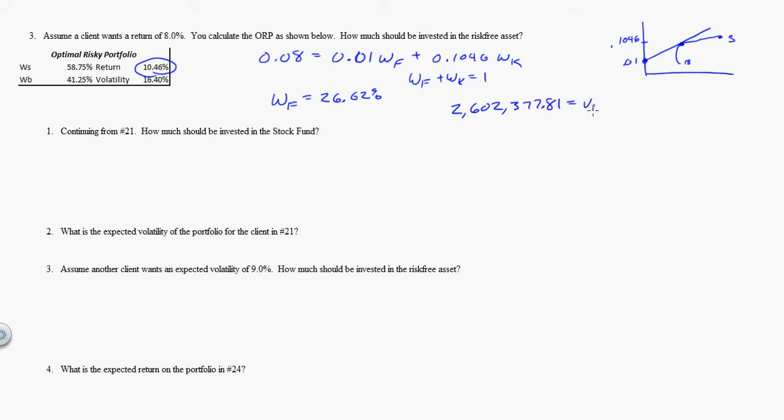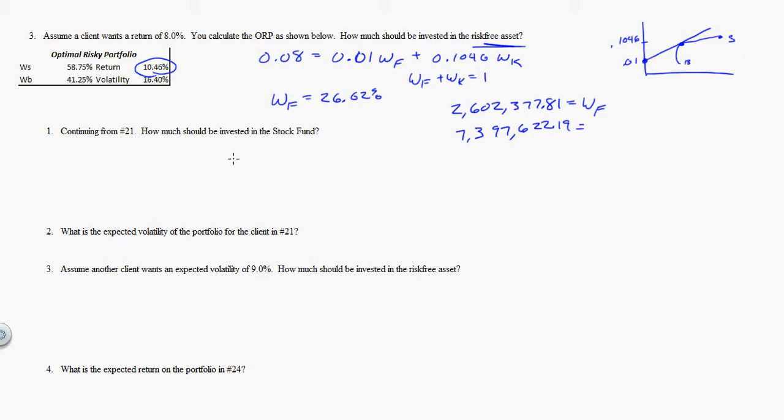2,602,377.81 goes into the risk-free. That means the remainder, which would be 7,397,622.19, goes into the optimal risky. I didn't even ask you that question. Is how much goes in the risk-free.